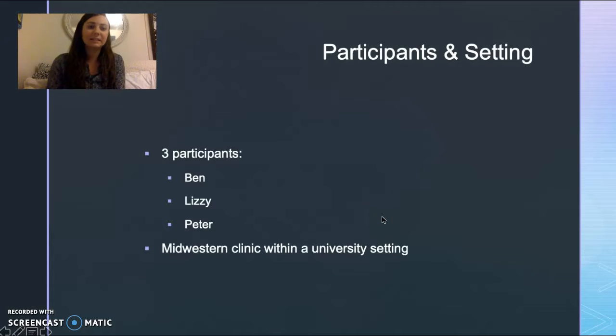This study consisted of 3 participants, Ben, Lizzie, and Peter. Ben was an 8-year-old who had received 2 years of services with DTT and 1 semester of ACT. Lizzie was a 6-year-old who had received 1.5 years of DTT services with no previous contact to ACT. And Peter was a 9-year-old with 2 years of previous DTT services and 1 semester of ACT services. All of these services were conducted within a Midwestern clinic within a university setting.